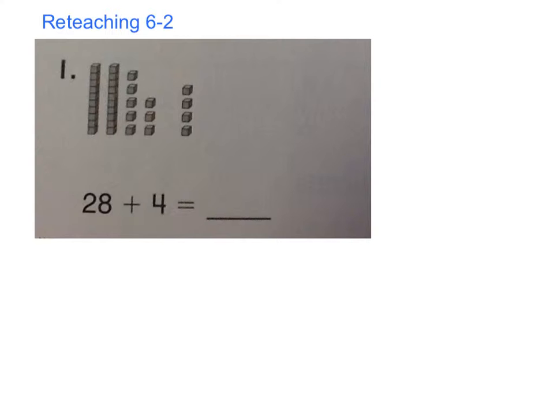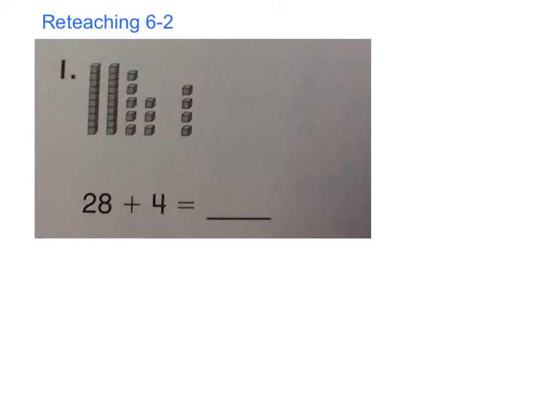The addition sentence reads 28 plus 4. There is also a model above the addition sentence that we will be using to solve this problem. 28 is modeled as 2 tens and 8 ones. 4 is modeled as 4 ones. To add these numbers, we are looking to create more sets of 10. This makes seeing the addition so much easier.